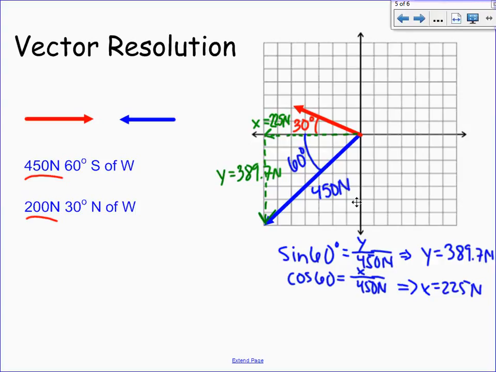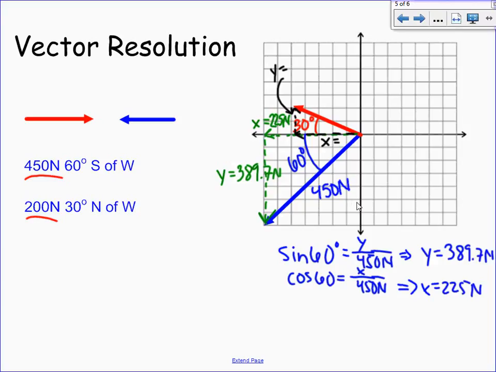What we're going to do now is the exact same thing, but for the red vector, the 200 newtons. So I'm going to draw that in with black so we can see it a little bit clearer. I know that my red vector has a little bit of x component and a little bit of y component. The y component is going to be right here, and the x component is going to be right here. We're going to do the same exact thing.